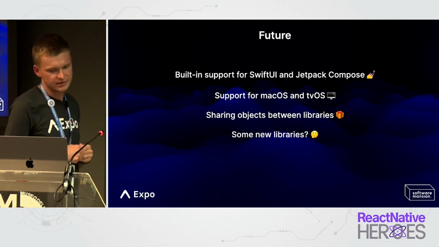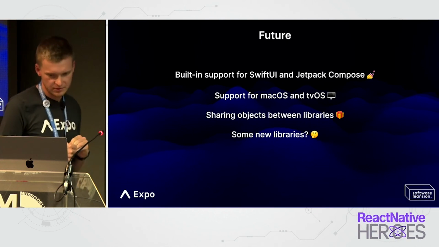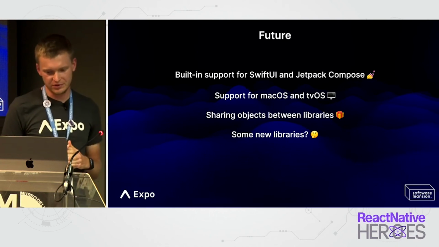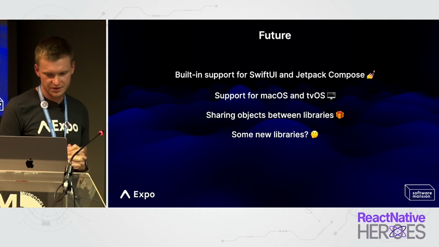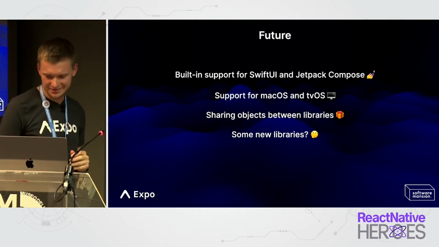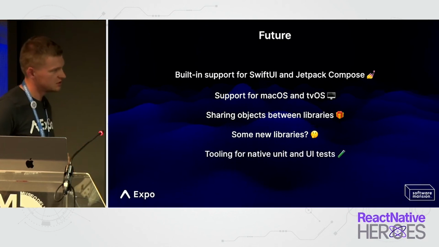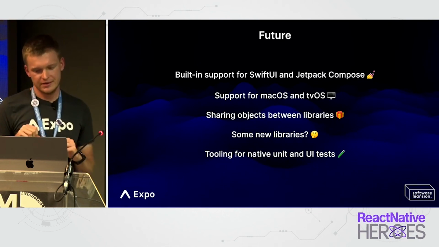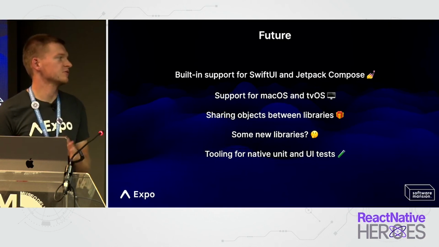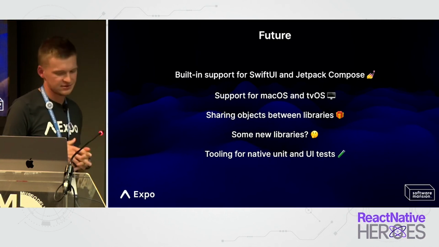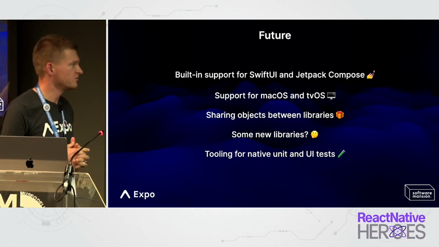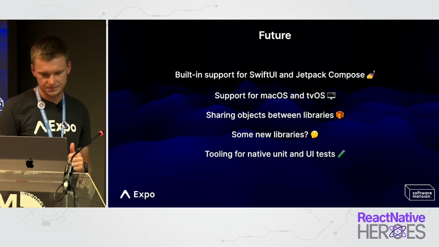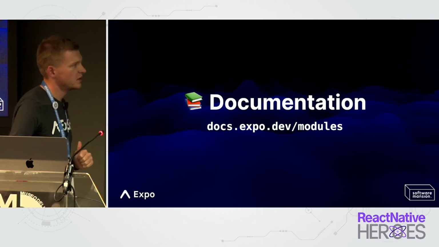And since the core part of Expo modules is now stable, we finally have some bandwidth to work on some new libraries. We've already built Expo Image as a replacement for React Native Fast Image, which unfortunately became unmaintained. We also have a pretty good native tests coverage for the Expo Modules API. I think all of those mechanisms that you use for native unit tests and also UI tests, it would be now a nice thing to also make public for other library developers to make writing native unit tests easier.